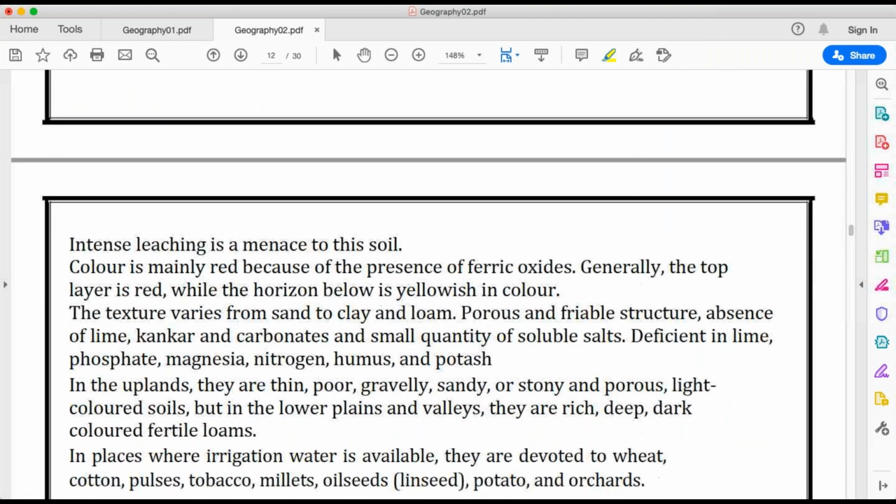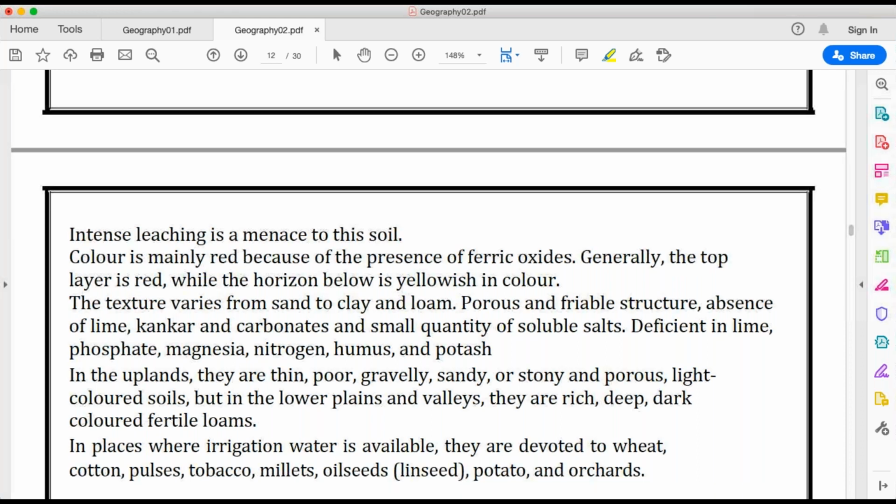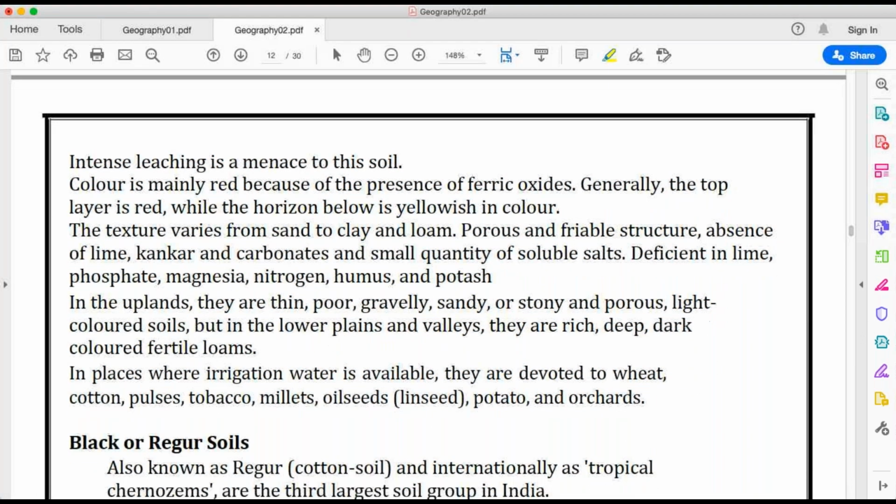Then if there is any specific color, I can link it to a particular soil. So red soil is not necessarily red in color. It can have just one layer as red, but it could be yellow below it. You should just know these very basic things. But more importantly, which crops fall here? In places where irrigation water is available, they are devoted to wheat, cotton, pulses, tobacco, millets, oil seeds. You should be able to tell me the crop related to a soil.